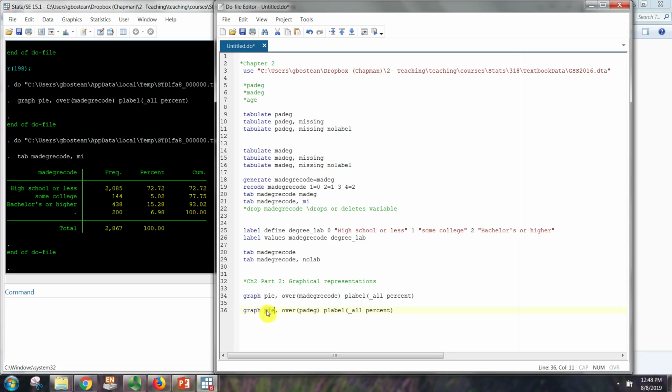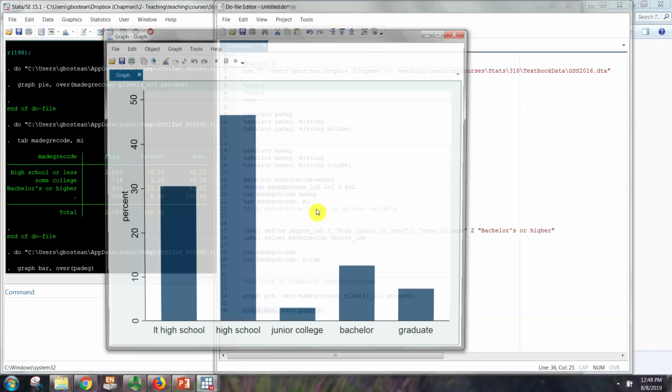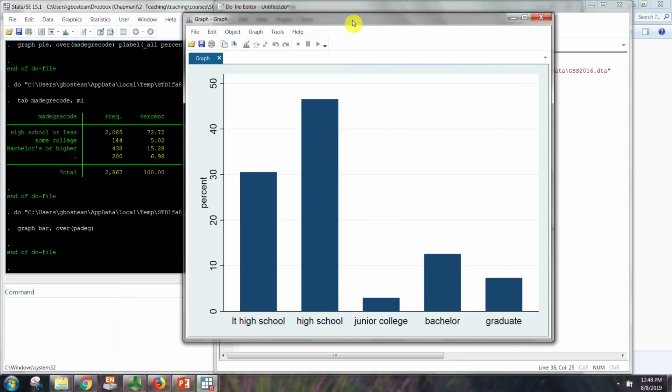Sorry, we're going to do a bar chart rather than a pie chart, and therefore we don't need this label. So let's see what a bar chart for the father's educational attainment looks like. Okay, so again, this is the same data that we see in these tables, but far nicer for data presentation, and it gives you a sense of what the distribution looks like.